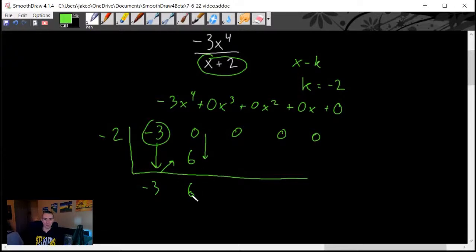So now we have a 6 times a negative 2 to do our next diagonal move. Gives us negative 12. Now we're going down, so we add: 0 plus negative 12 is negative 12. Now we're going diagonal, so we multiply. Negative 12 times negative 2 gives us positive 24. And now we're going down. Whenever you go down, you add. So 0 plus 24 gives us 24. And now we go diagonal. Diagonal is multiply. So 24 times negative 2 gives us negative 48. And now we go down, so we add. So 0 plus negative 48 gives us negative 48.